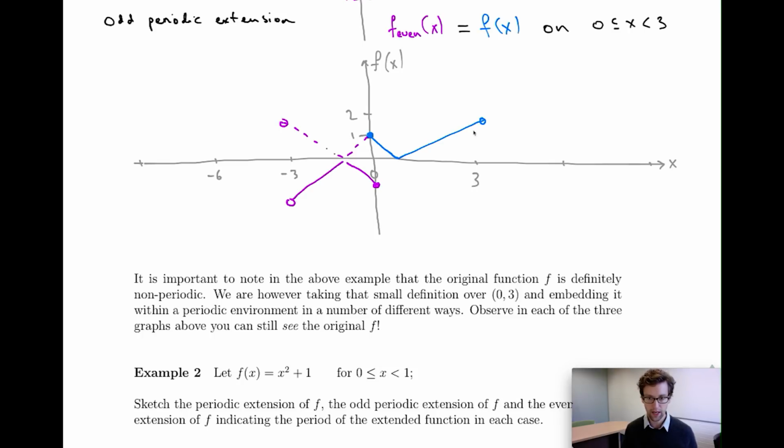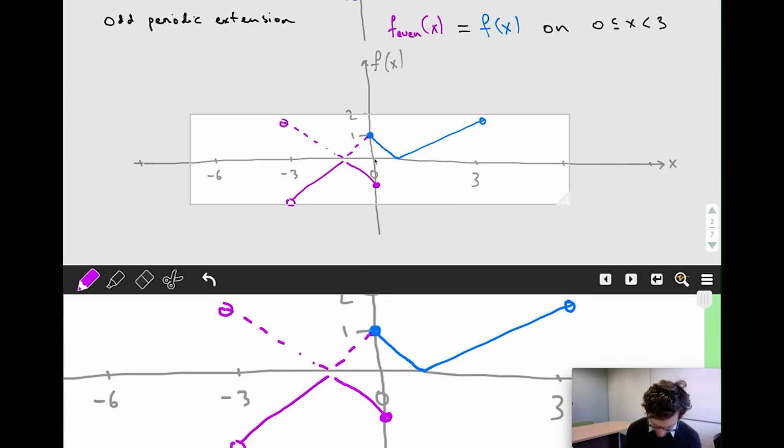So I've taken my original tile, f of x, and I've created an odd tile by flipping it left, right, and then upside down. Notice that we have to think a little bit more carefully about what happens right here at x is equal to 0, because I've got two different values for the same value of x. Now that can't happen, of course, so I'm going to have to choose a value for x is equal to 0. And I'm going to choose the value 0, because that's the only value it can take for this thing to be truly odd. So I'm going to remove that closed circle there.